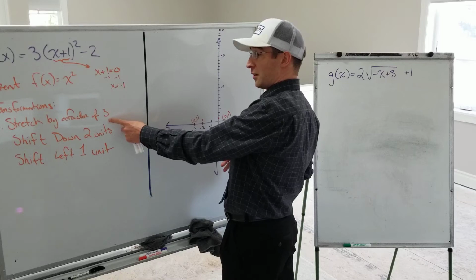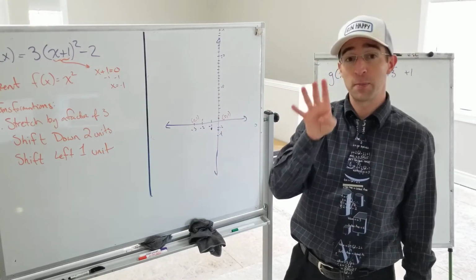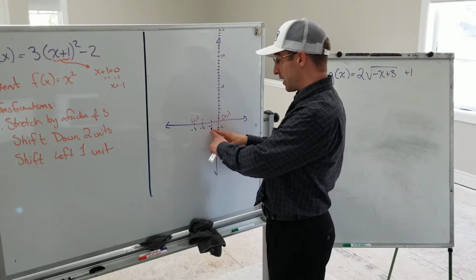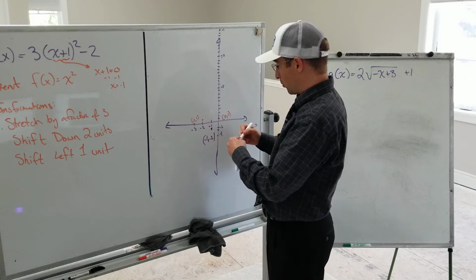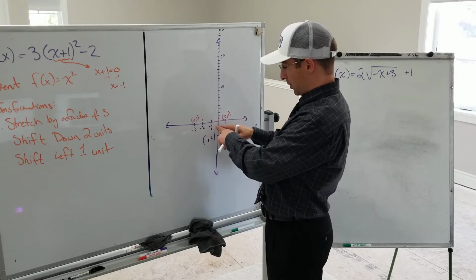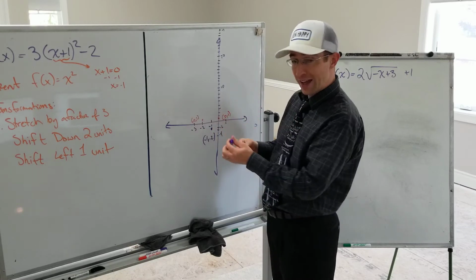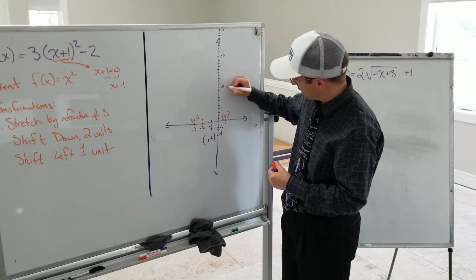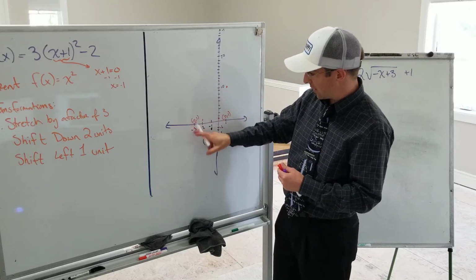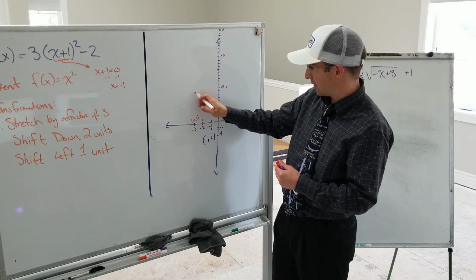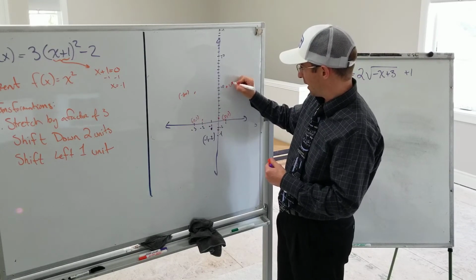But I'm stretching it by a factor of 3, so that 4 gets tripled and turns into an up 12. So once again, starting at this vertex, the vertex is at -1, -2. I'm going to go right 2, so 1, 2 to the right, and I'm going to go up 12, which is going to put me all the way up at +10 right here. And if I go left 2 to -3, I'm still going to be at +10. So -3, 10 and 1, 10.